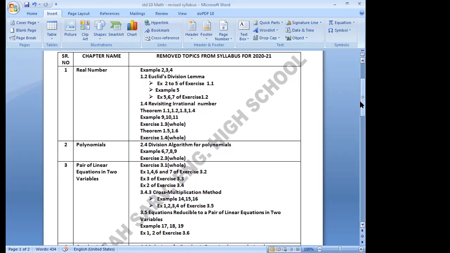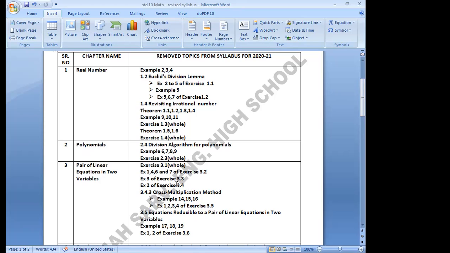Next topic, that is page number 63, 3.5 equations reducible to pair of linear equations in two variables. This is also an excluded topic. First of all, on page number 63 you can see example 17 excluded. 64, example 18 excluded. 65, example 19 excluded. 67, exercise 3.6, both the questions of this exercise are excluded. The entire exercise 3.6 is excluded.